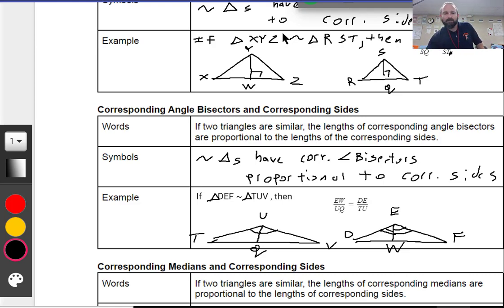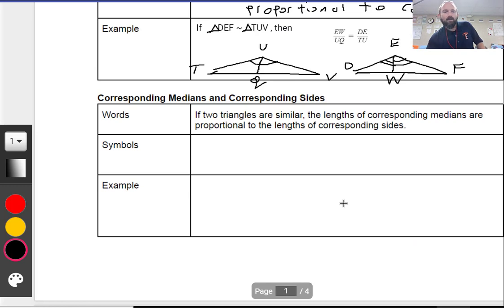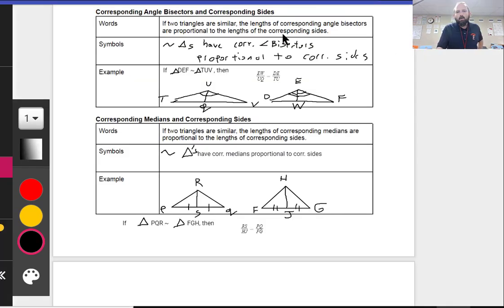All right, hold up. So the median, that's where it cuts the sides in half, not the angle. Basically they're saying, let's take the medians that split the opposite side and make them into a proportion to the corresponding sides. All right, that's it. We have one last one, and then we're going to go through some example problems. So here we go.